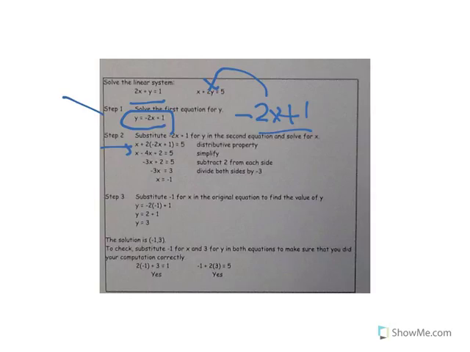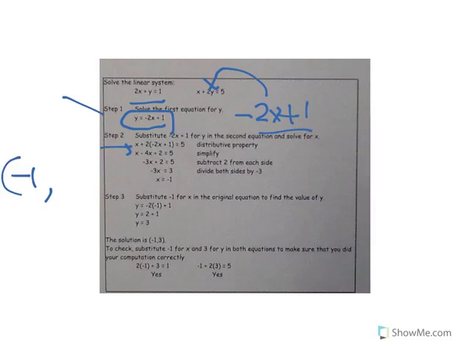So when I distribute the 2, it's going to be x minus 4x plus 2 is equal to 5. Then I'm going to subtract 2 from both sides. Then I'm going to divide both sides by negative 3. And I get x is equal to negative 1. So that's going to be my first part of the coordinate.